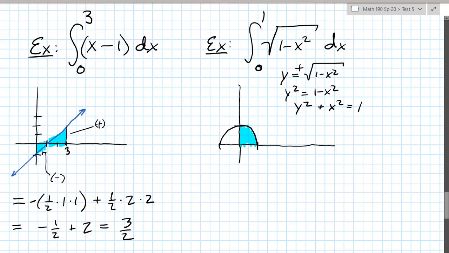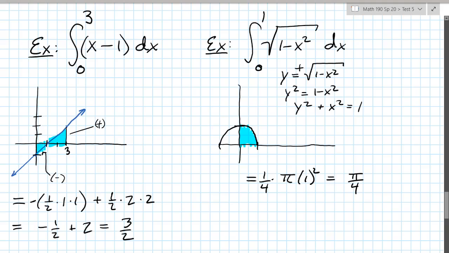That is the area of, it looks like, 1/4 of a circle. So we can use the formula for the area of a circle, pi r squared, but we only want 1/4 of it. So our solution is pi over 4.